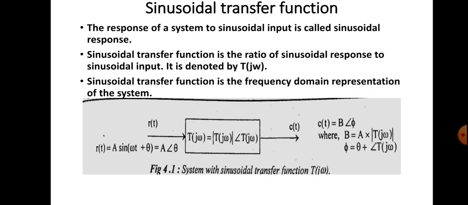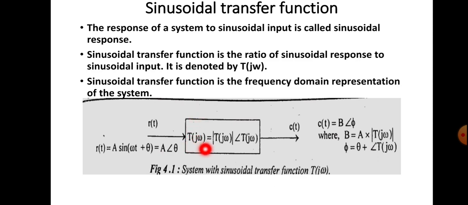The figure shows a diagram in which R of t is the input and C of t is the output. When the input function is a sine function, the corresponding output C of t is called the sinusoidal response. So the sinusoidal transfer function is the ratio of the sinusoidal response to the sinusoidal input.